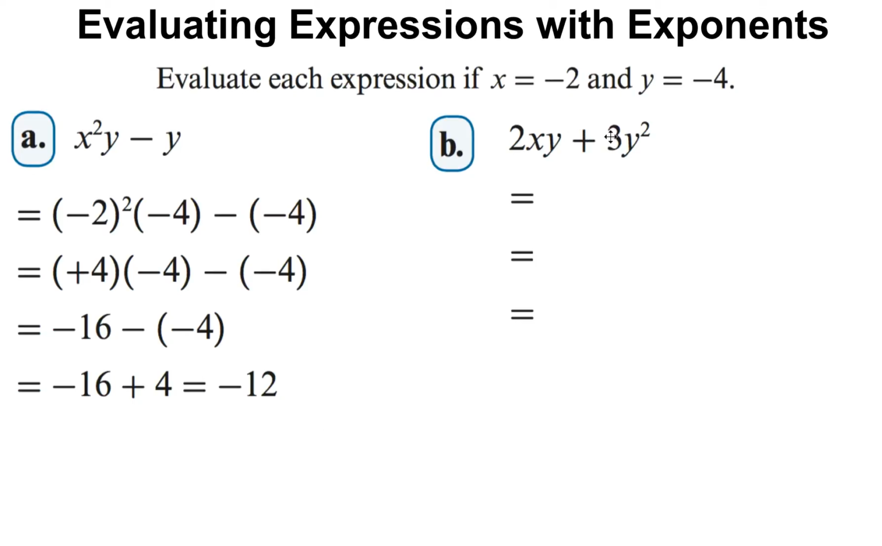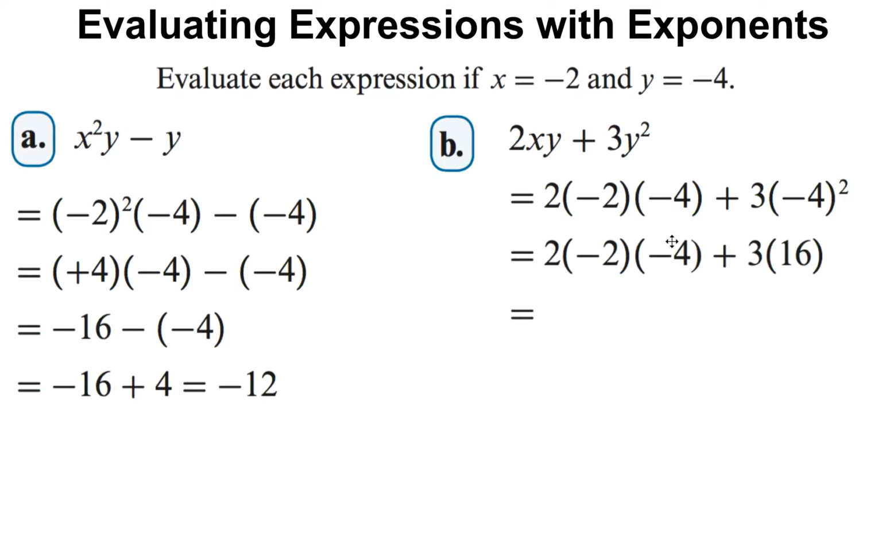Over on the right-hand side, letter B, 2xy plus 3y squared. Again, we're going to put in -2 for x, -4 for y. And then we're going to go ahead and evaluate that using our order of operations. So -2 times 2 is -4, and -4 times -4 is going to give us a +16. Over here on the right-hand side, we have a -4 squared giving us a +16 times 3, which will give us a 48. And when we add those numbers together, we end up with 64.